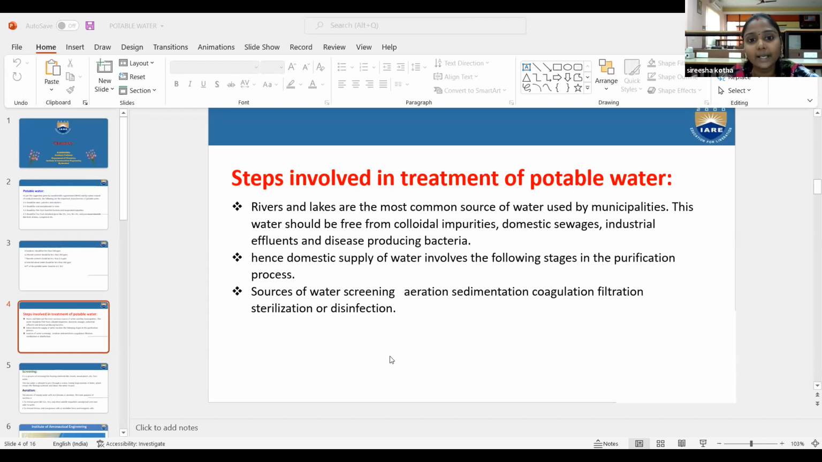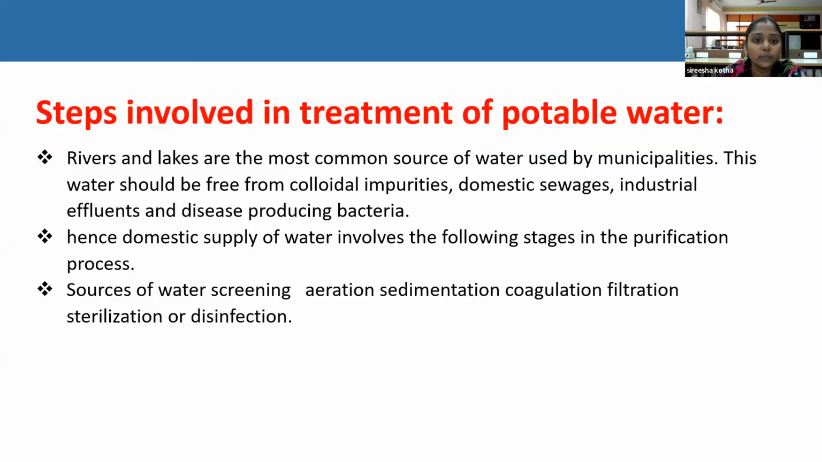Rivers and lakes are the most common sources of water used by municipalities. This water should be free from colloidal impurities, domestic sewage, industrial effluents, and disease-producing bacteria. Hence, the domestic supply of water involves the following stages in the purification process.